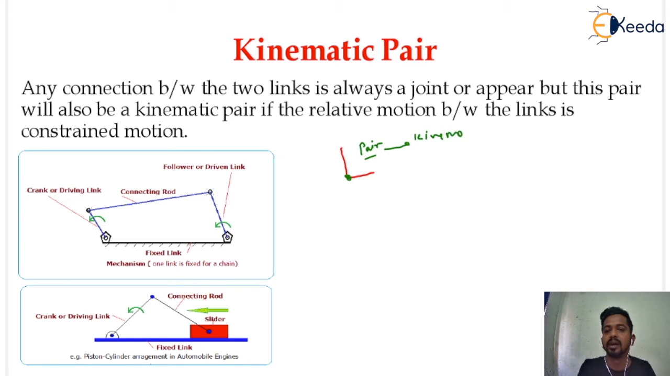So the basic criteria for the kinematic pair is that if there are a number of links, or you can say two links are connected to each other and they are having relative motion with respect to each other, and if this relative motion is constrained, then we can say this pair is a kinematic pair. Okay. So in this diagram you can see there is a link 1, there is a link 2, and that is 3, and that is 4.